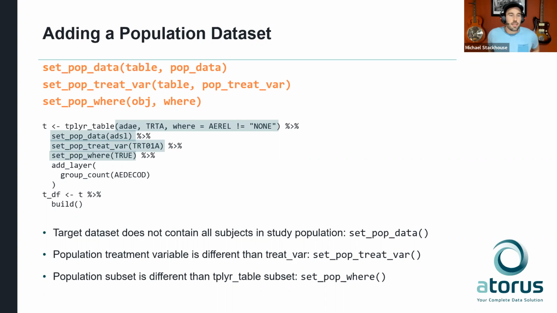Okay, so we add our layer here and then we build the table. So just to restate, if the target data set does not contain all subjects in the study population, then you can use set pop data to get that. If the population treatment variable is different from the treatment variable in the table level, you use set pop treat var to get that. And then if the population subset is different than the tplyr table subset, you use set pop where to get that.